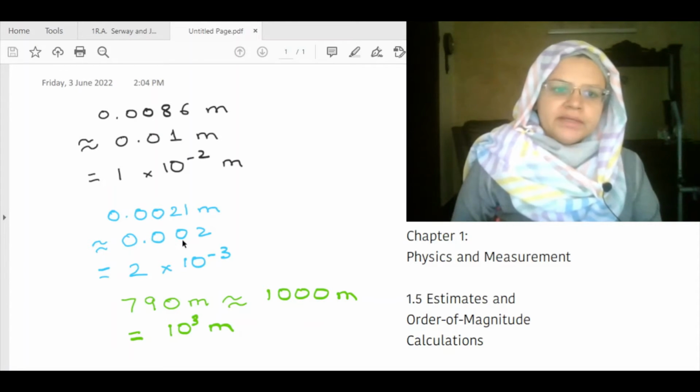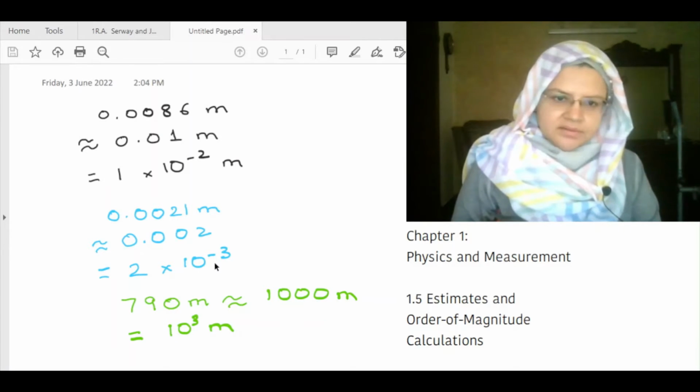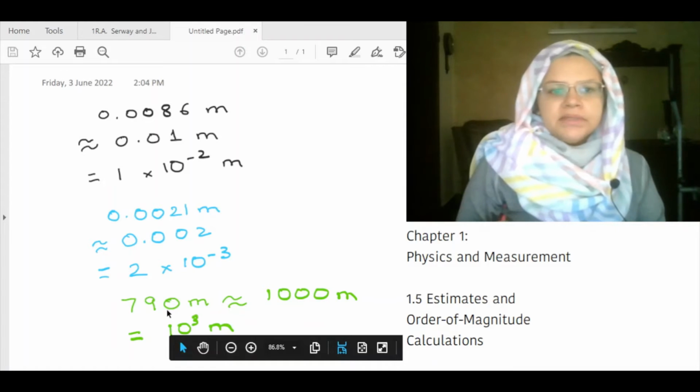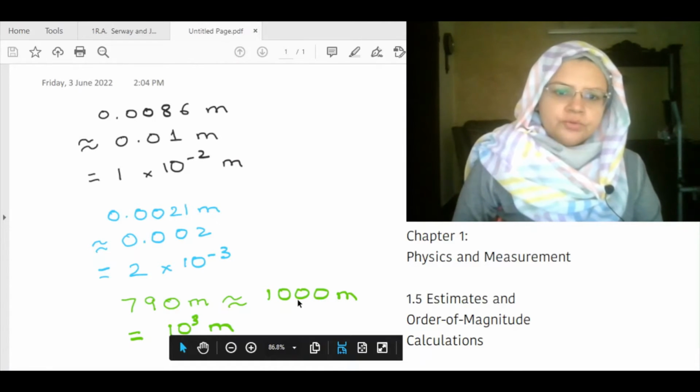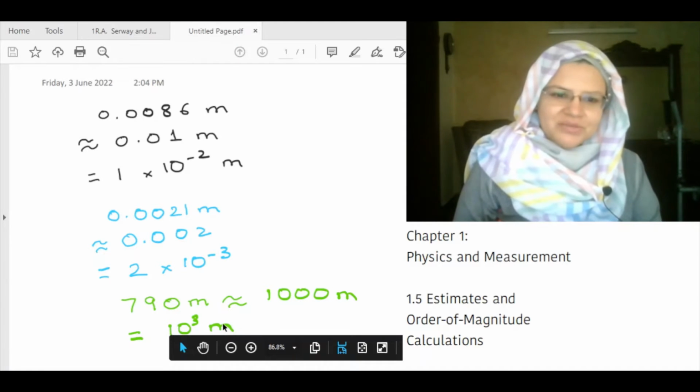We will move the decimal 3 places to the right and we'll get 2 times 10 raised to power minus 3 meters. Another example is of 790 meters. This is approximately equal to 1000 meters. We will move the decimal 3 places to the left and we will get 10 raised to power 3 meters.